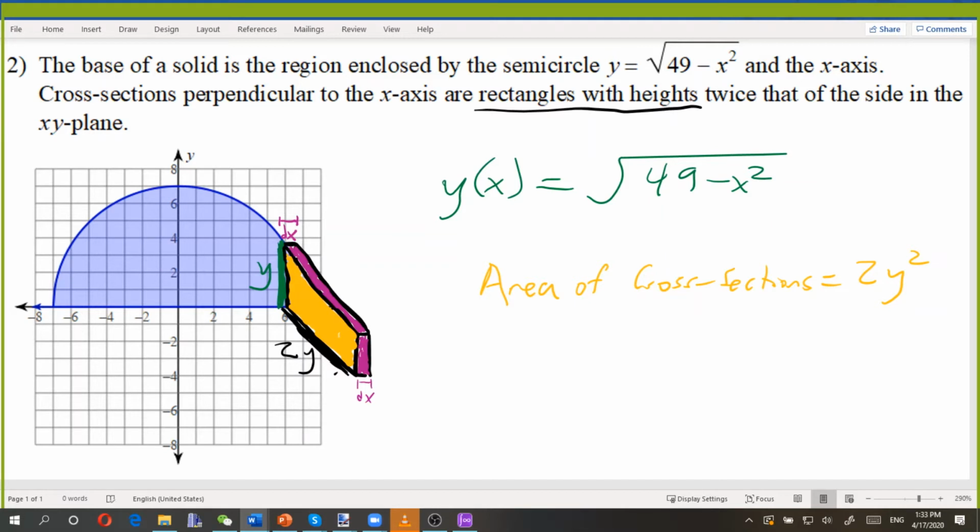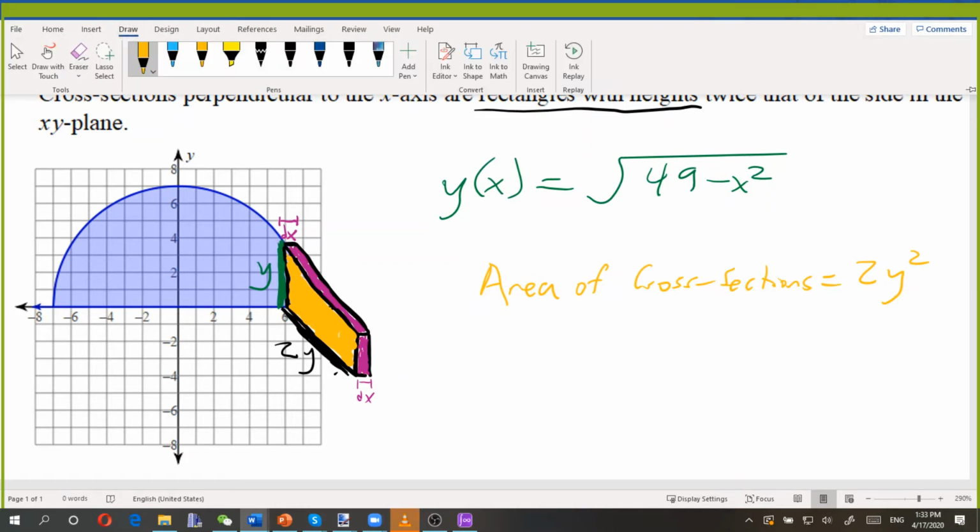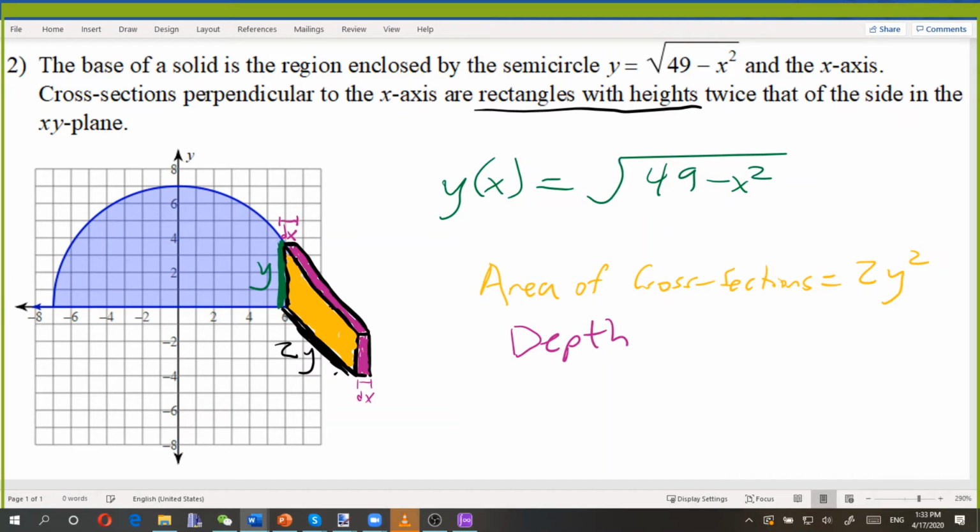Okay, and then if I want to make that a volume for this box, I would have to multiply that area, 2y squared, times the depth. What's our depth? dx. Our depth is our change in x, which is, in our case, infinitely small. So if I wanted to stack all of these together, I would end up integrating, which will add repeatedly every possible cross-section. So that's every possible 2y squared times dx, from a start point to an end point.